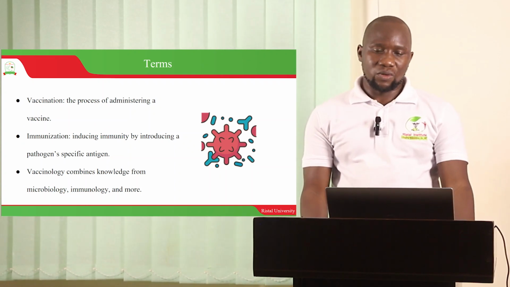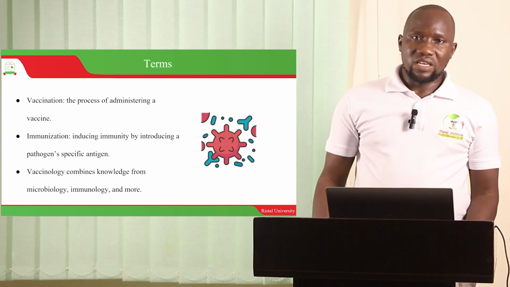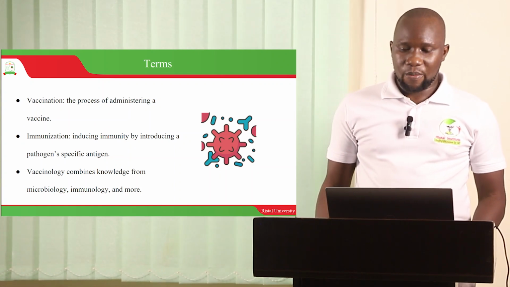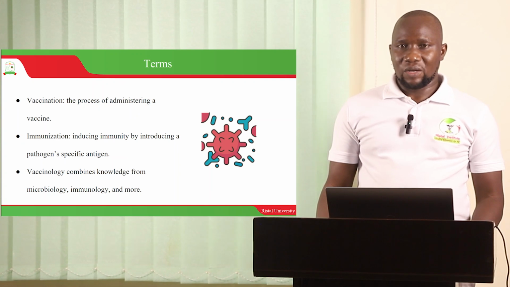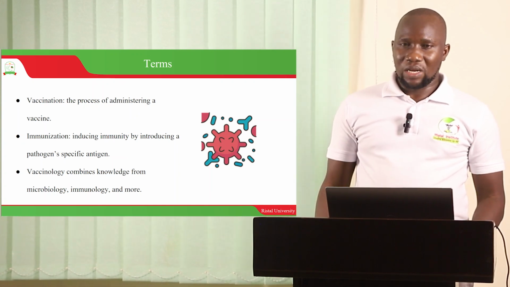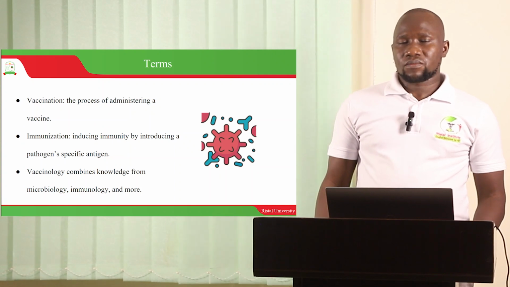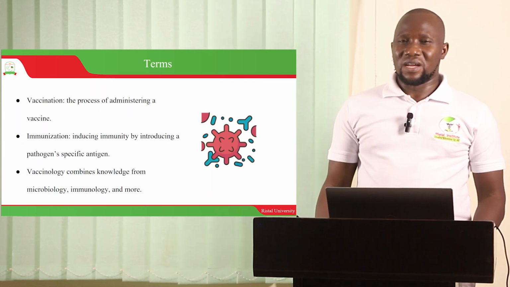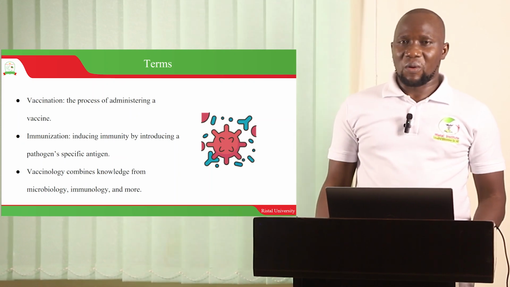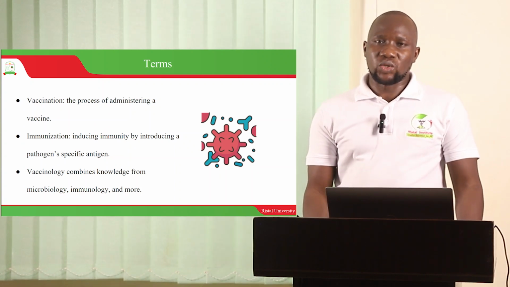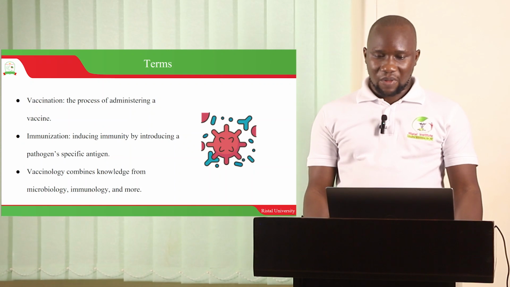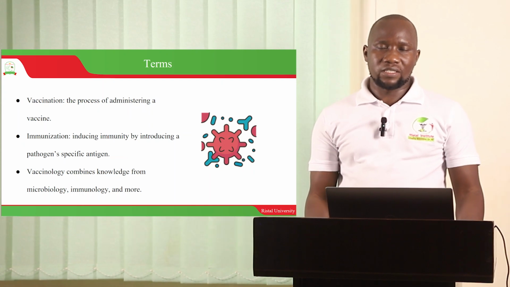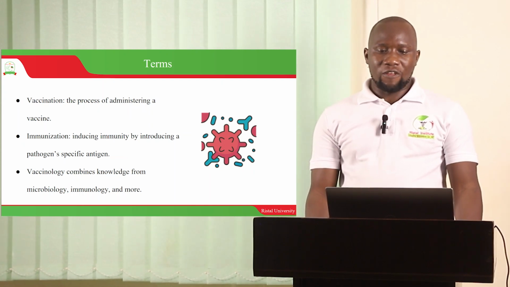Whereas immunization is about inducing immunity by introducing a pathogen-specific antigen. I'll still explain what an antigen is. These are molecules, which can be proteins or sugars, that are on the surface of the pathogen and that are recognized by the antibodies. So the antibodies come because the pathogen has particular molecules that we call the antigen. The process of inducing immunity by introducing a pathogen's specific antigen is what we call immunization.